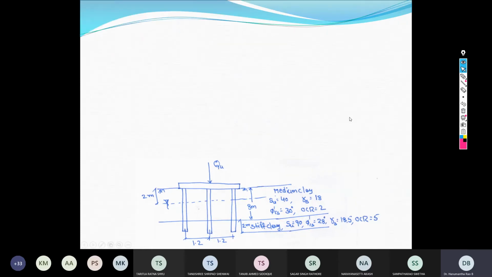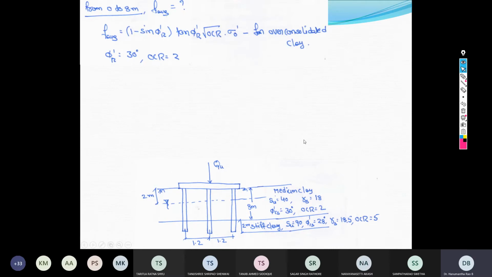So now, as we understood, there are two layers. The first layer is from 0 to 8 meter. What is the value of unit skin friction for the first layer, that is medium clay? Here, for the medium clay, the over consolidation ratio has been given, meaning thereby this medium clay is an over consolidated soil. So accordingly the equation will change.